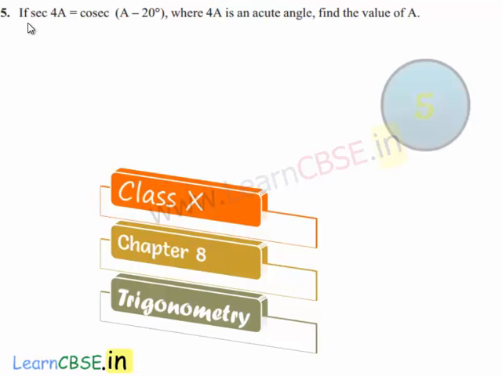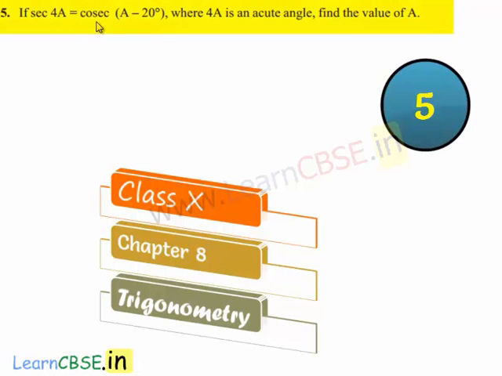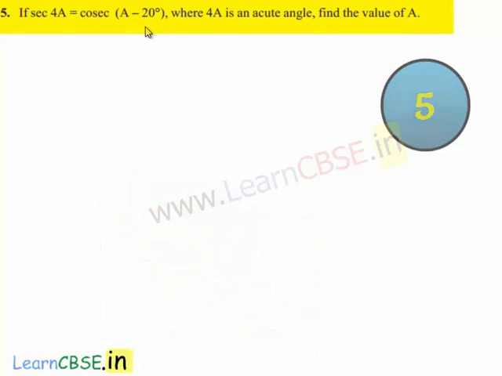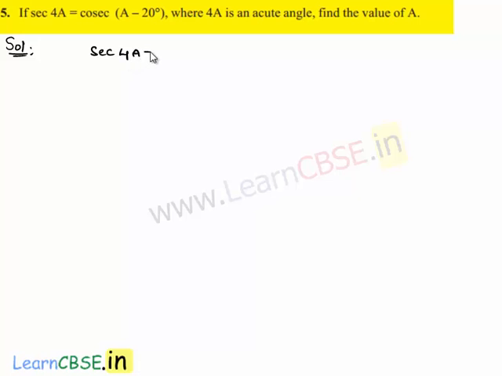Moving on to the fifth question. If secant 4a is equal to cosecant (a minus 20 degrees), where 4a is an acute angle, find the value of a. So now let us solve the question. The given equation is that secant 4a is equal to cosecant (a minus 20 degrees).